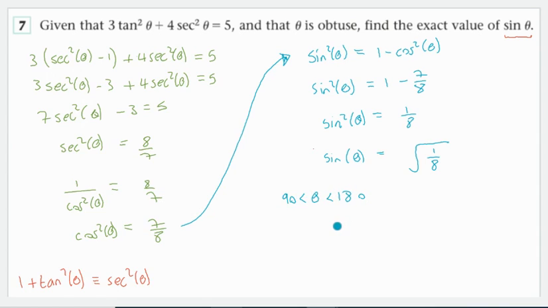Either you can take your calculator out and go sine of some angle between 90 and 180. I'm going to use the graph because I'm not using a calculator right now. So this is a sine graph, got 90, and this bit is 180. We can see that between 90 and 180, our graph lies above the x-axis, so it's in the positive region. Therefore, it is indeed the positive square root of 1/8. And that's about what we need.